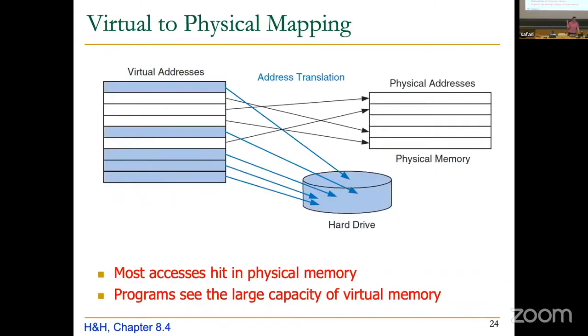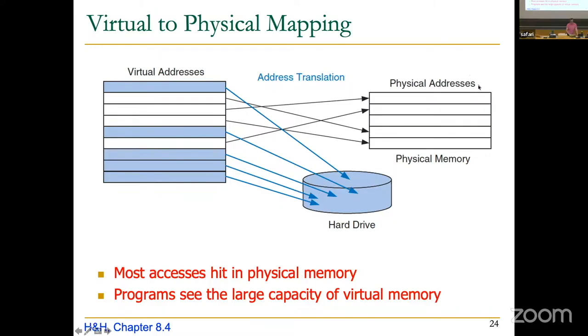I've already shown you this picture. Now we're going to actually see some examples. Essentially, this picture is from your book. You can see the chapter. The hope is that most accesses sit in physical memory. So essentially, these are your virtual addresses. There's an address translation mechanism. Some of your virtual addresses are in physical memory. Some of them are in hard drive or SSD, essentially disk.